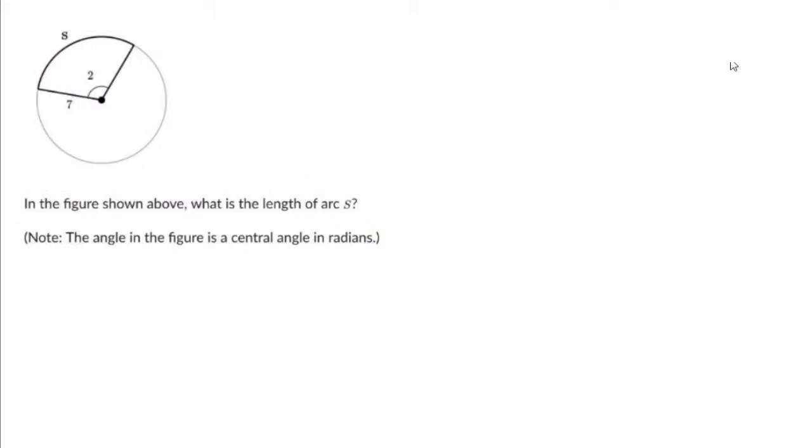Okay, in the figure shown above, we have such a figure, and we need to find the length of the arc S. This one is arc S, so we need to find its length, and we have that the central angle is R radians. What we need to know about angles in radians: generally, why do we have angles in radians while we have degrees? Because radians sometimes are more useful, like in this example. Look at this angle, let's say.